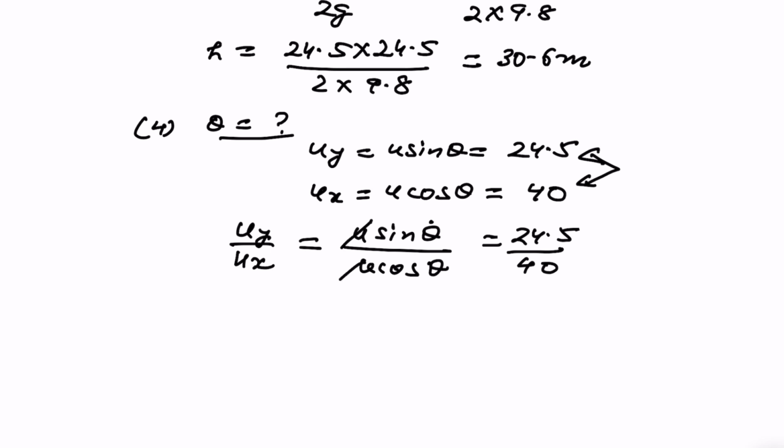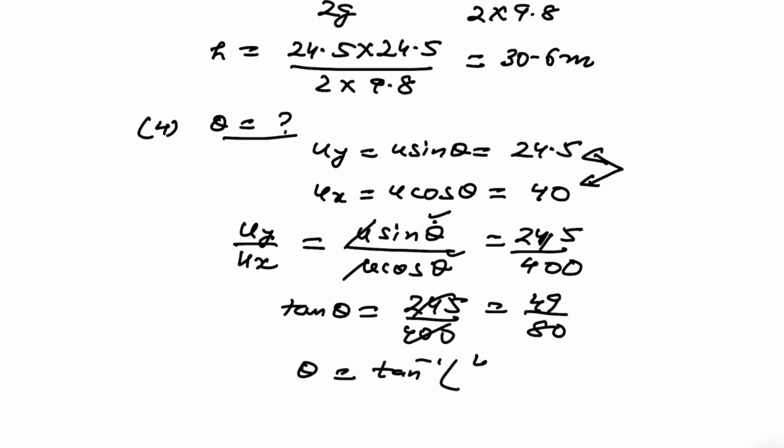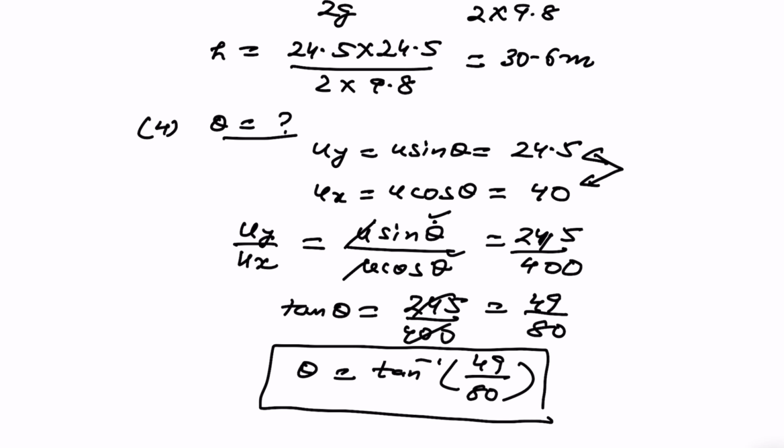So now u will cancel. Now sine theta upon cos theta we know is how much? Tan theta. So the value of tan theta, if I remove the decimal here, will become 245 upon 400, that is 49 divided by 80. So the value of theta will become tan inverse 49 by 80. So the angle theta is tan inverse 49 by 80.